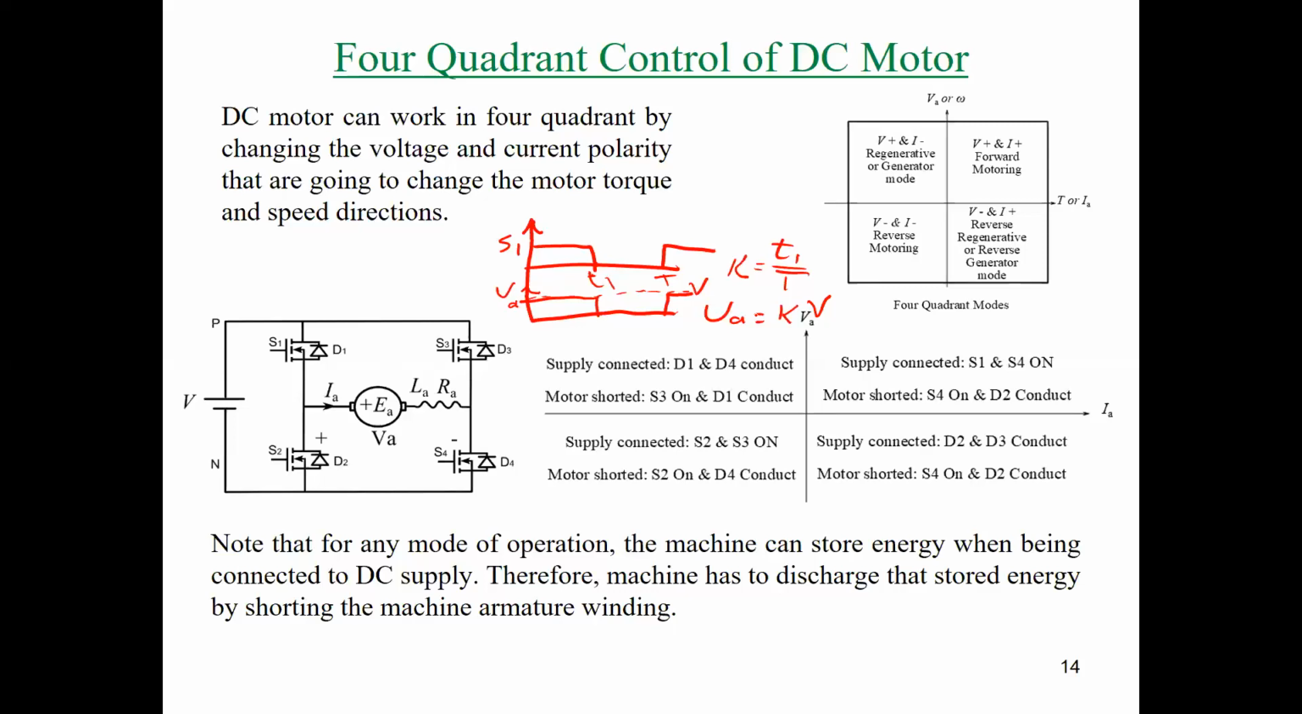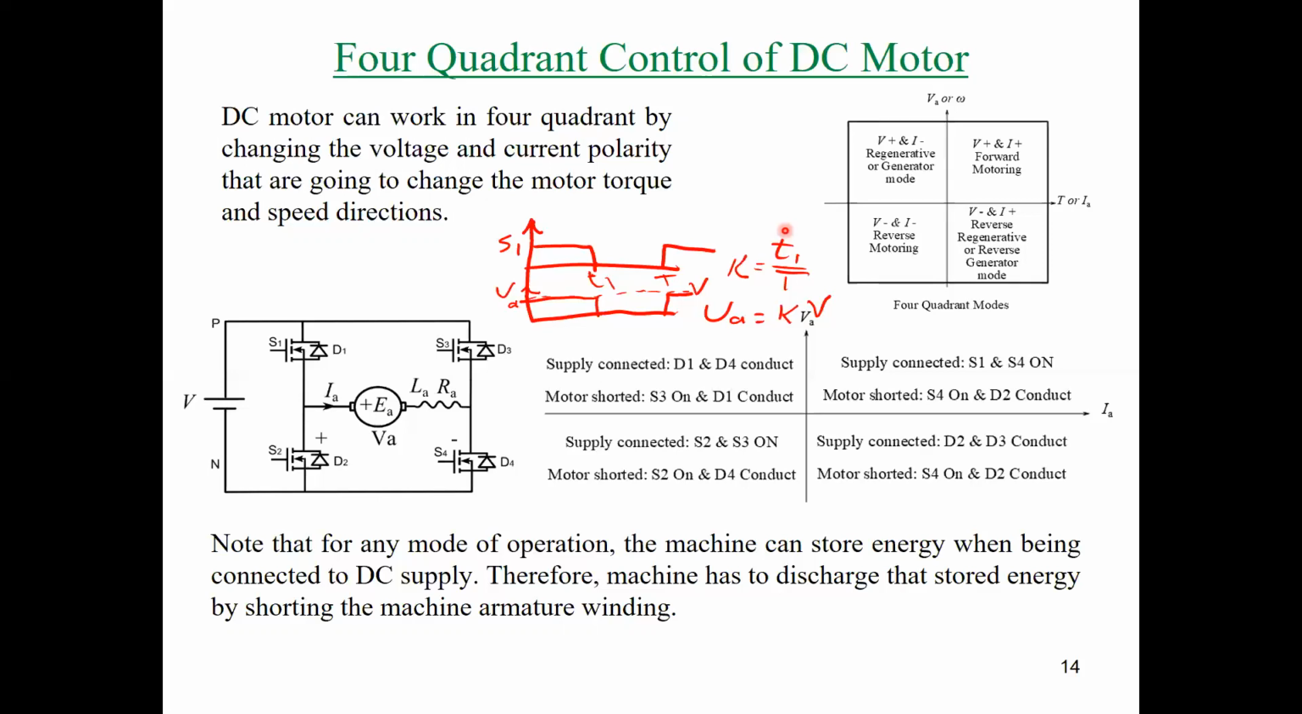So we can control the machine speed in the first quadrant here by controlling the value of K. So in this mode, we can control the machine speed by voltage control. How? Just by controlling K, which means controlling the value of T1 by using pulse width modulation, or we call it here duty cycle control.